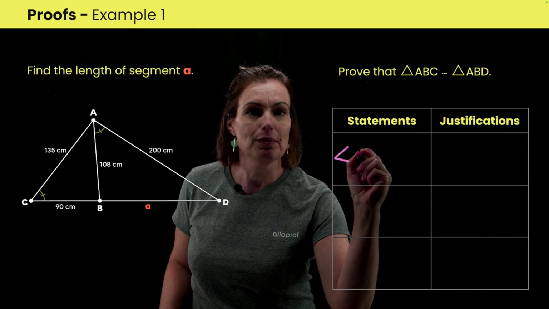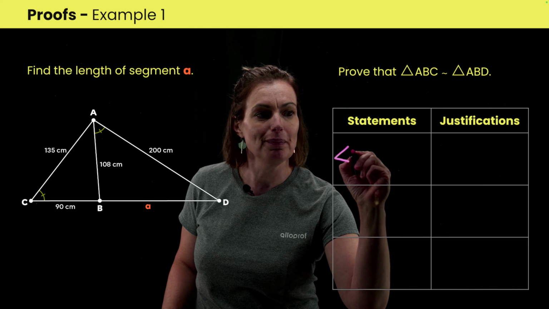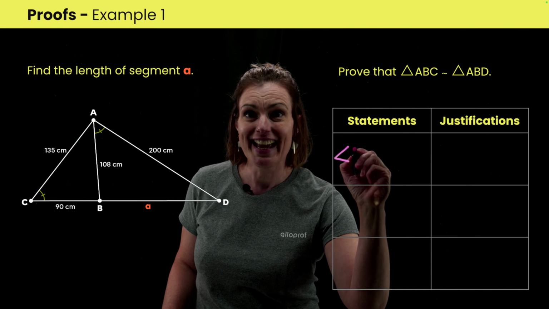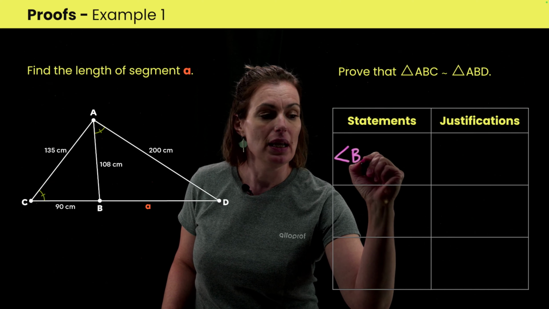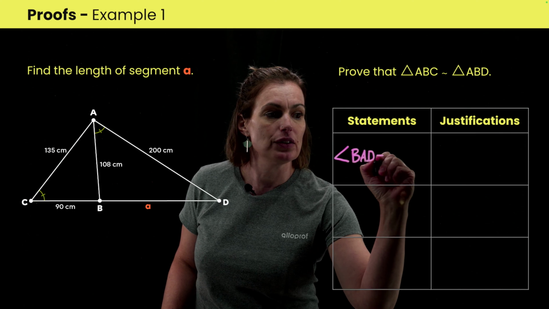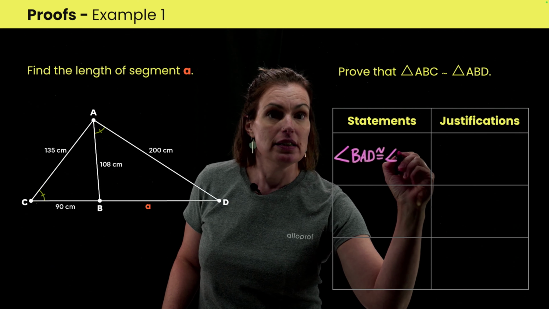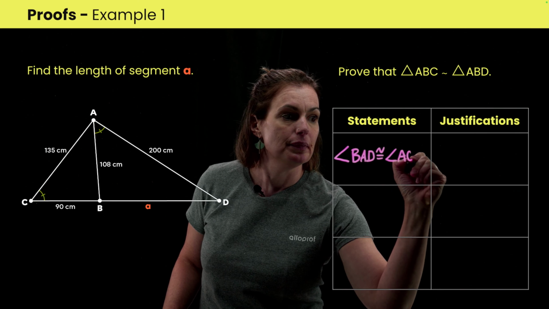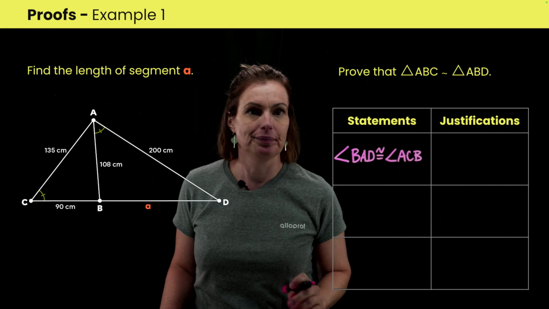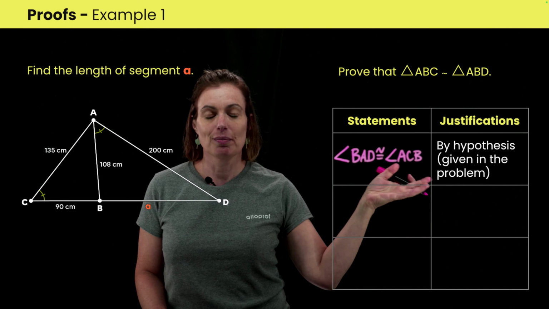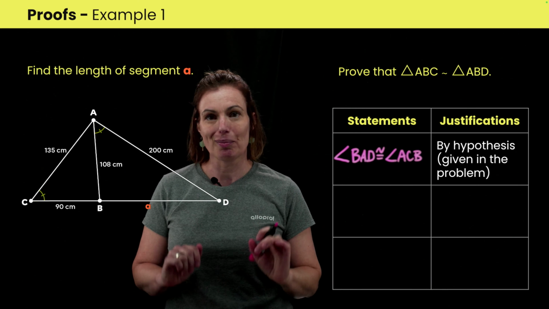So my first statement is going to start similar to my last problem, in that the angle BAD is going to be congruent to the angle ACB. And this is, of course, by hypothesis or given in the problem.